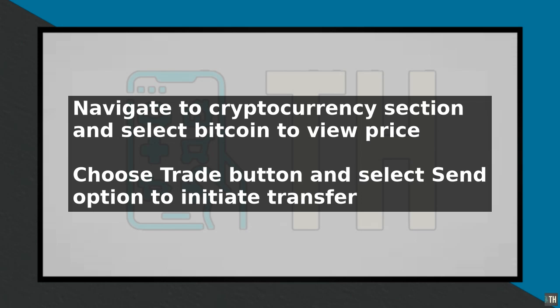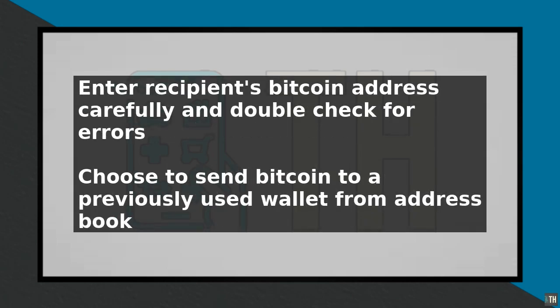You can also choose to send Bitcoin to a wallet you have previously used by selecting it from your address book. After entering the recipient's address, you will need to specify the amount of Bitcoin you want to send. You can choose to send a specific amount of Bitcoin or a specific dollar amount.